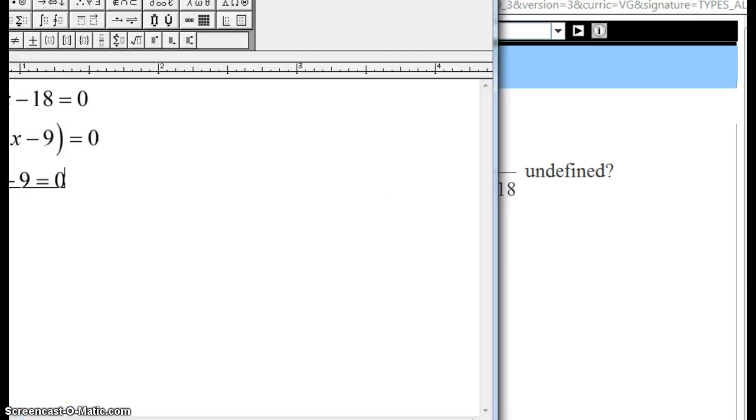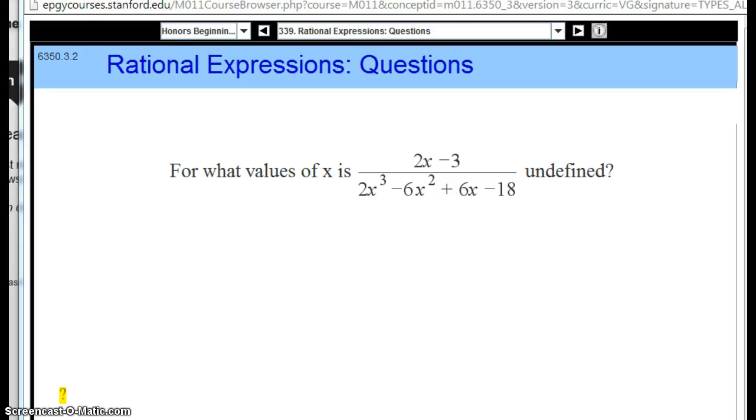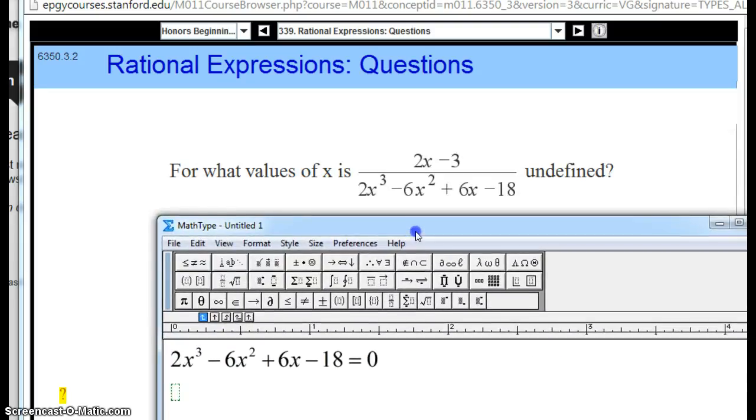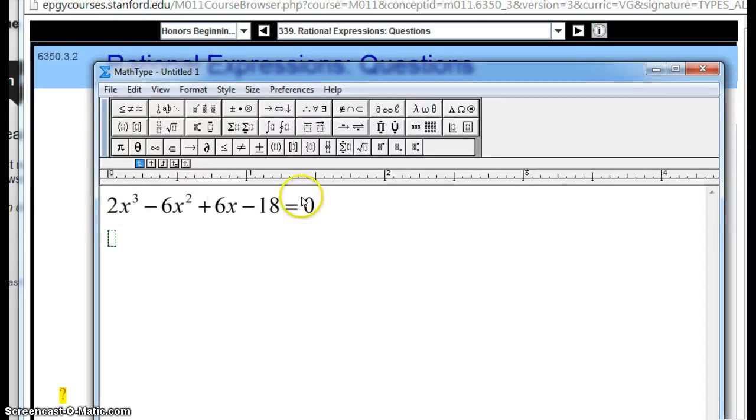So here's our denominator, and we're setting that equal to 0, and we want to figure out values of x. Well, we're not really used to seeing something with such a high power, so we're going to have to be tricky about this. The first step here is we should factor out anything we can, and we can factor out a 2. You notice that everything is even, so you can factor out a 2, and we'll get x cubed minus 3x squared plus 3x minus 9 equals 0.